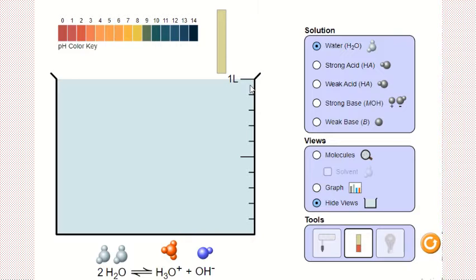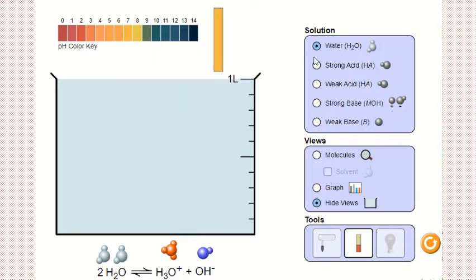Let's go to this simulation to check how indicators work. I will take water as an example of a solution and put the paper in the water to see what changes will happen. Look at the color of the paper. If we compare it to the pH scale, it's the same color, right here, the orange. That shows that the pH of the solution is equal to 7. So water is a neutral solution with a pH equal to 7.